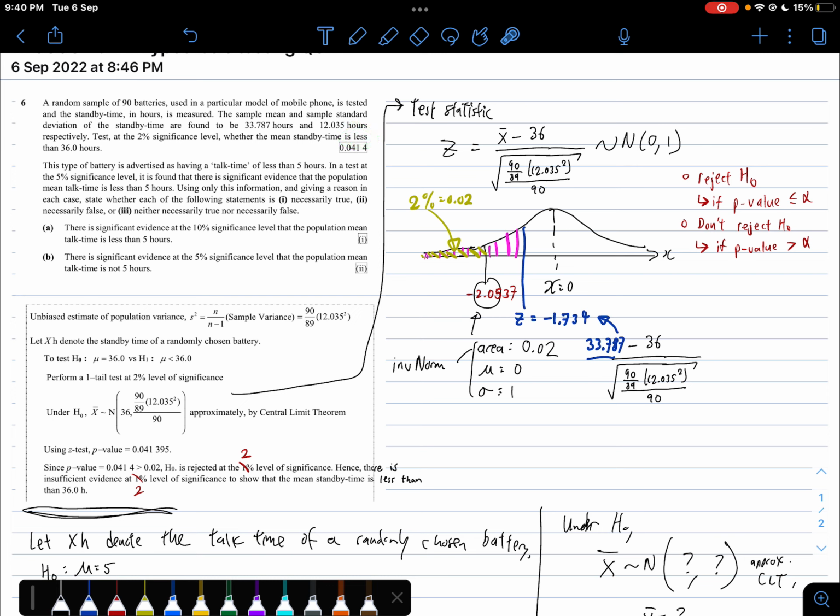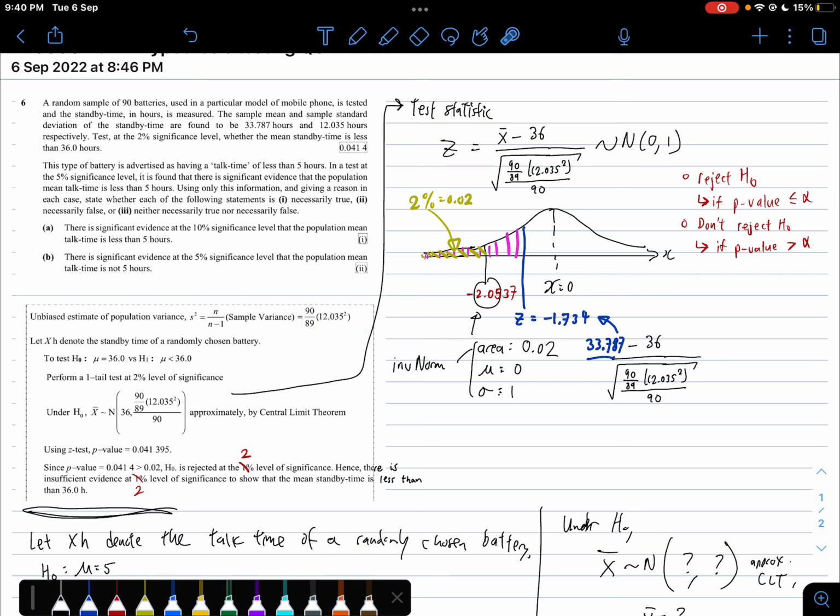Over here, in the solution, you start off by calculating the unbiased estimate of the population variance. Why did we do that? Because they didn't give us the population variance. So we have to use the next best thing, which is the unbiased estimate, S squared. And using the formula, we can get this.